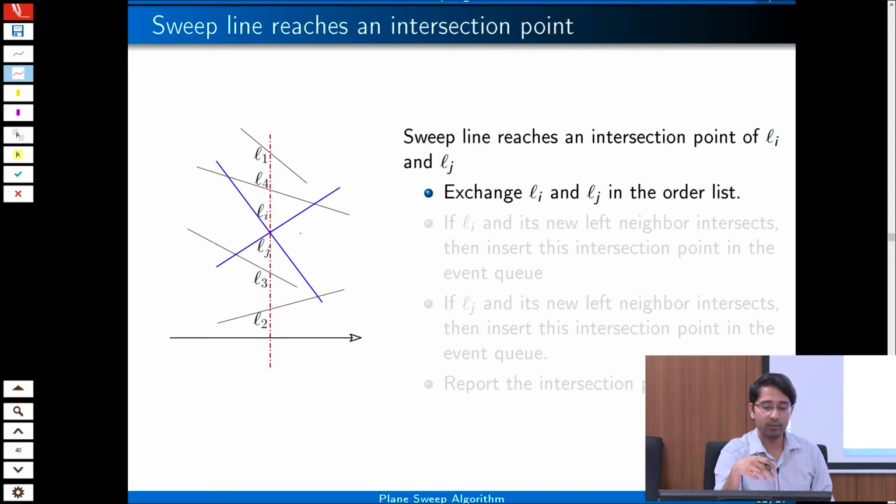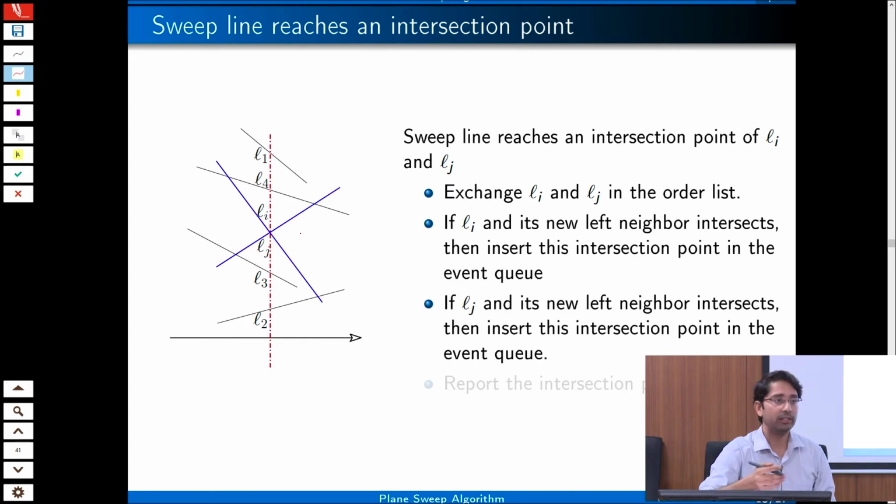And there is an intersection, what will I do? I will sweep and do two queries: whether Li and Lj will intersect with their new neighbors or not. Li will remain a neighbor of Lj, and Lj will remain a neighbor of Li, but each of them will get a new neighbor. I will check with them. Clear?